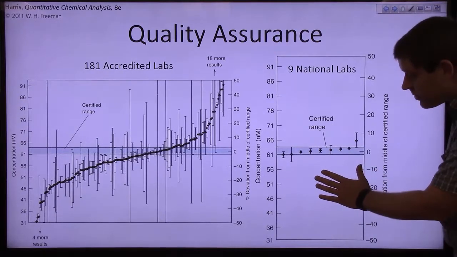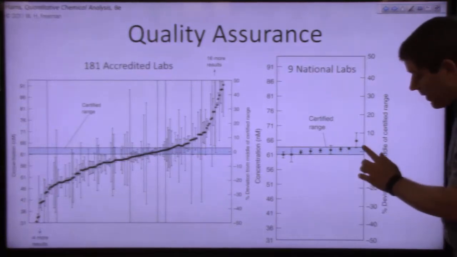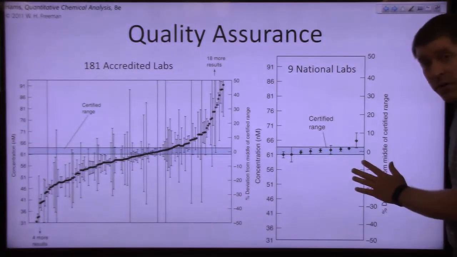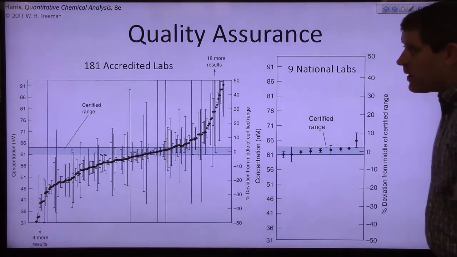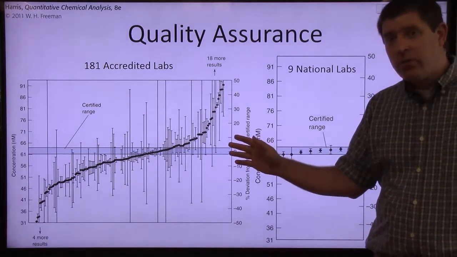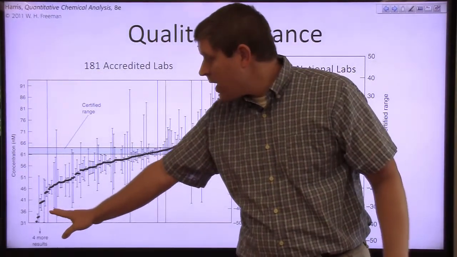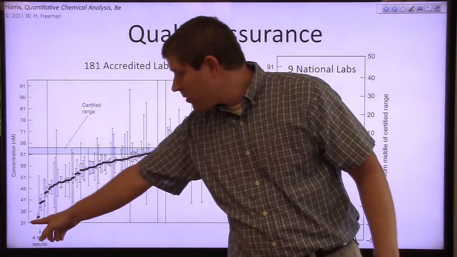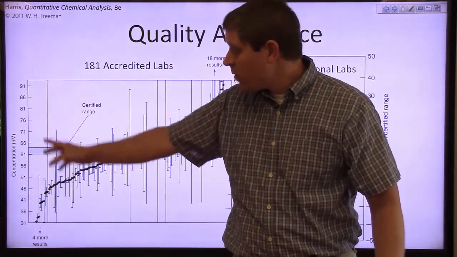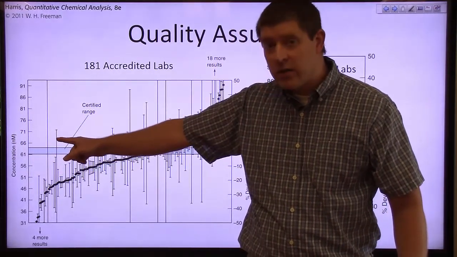So within the national labs, in the certified range, just about all of the national labs got a value that, within the confidence interval, was within that certified range. Now, at these other accredited labs, you can see there's this huge variation. Some of them had a value that's far too low. On the scale on the side here, it ranges from 31 up to 91, where the certified range is really between about 61 and 64.